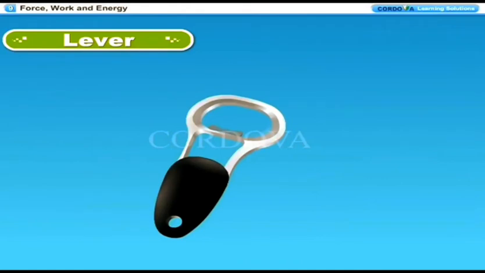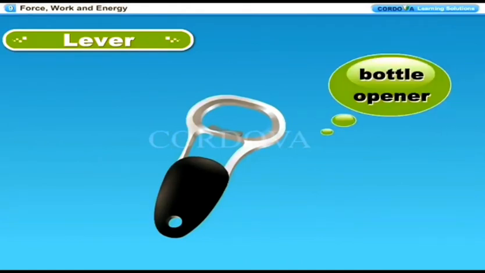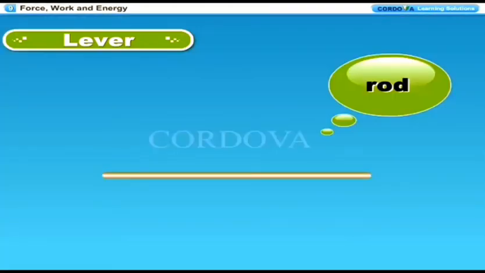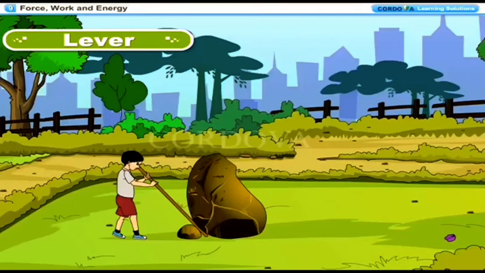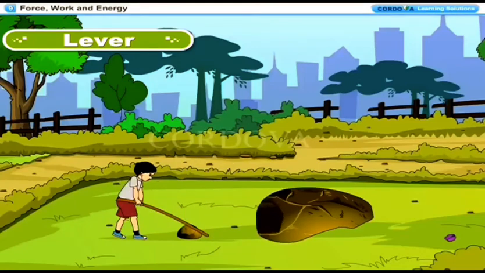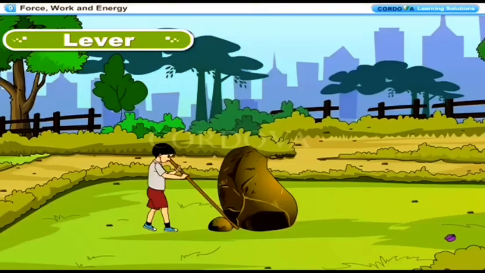Lever. You must have seen that we can easily open the tin cap of a soft drink bottle using a bottle opener. Similarly, we can lift heavy objects using a rod. The bottle opener and the rod are examples of a lever. A simple machine that turns around a fixed point is called a lever. A lever helps us to do more work by applying less force. This makes our work easier.